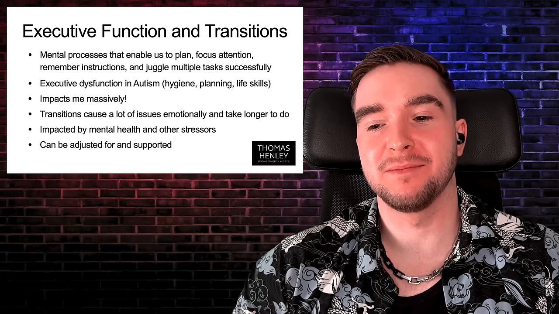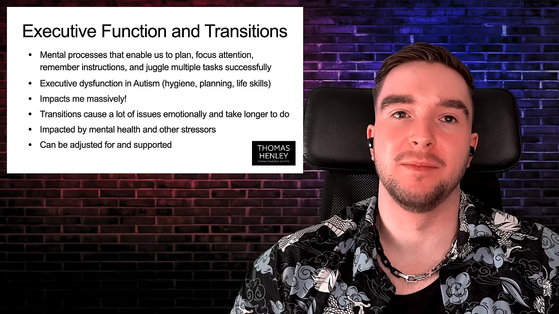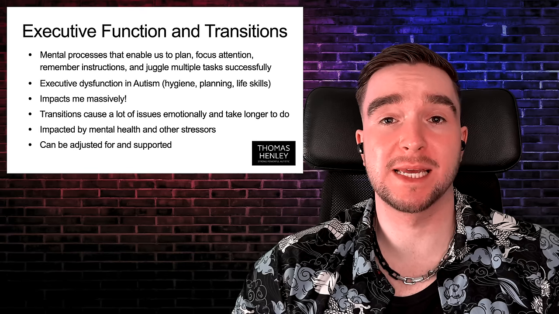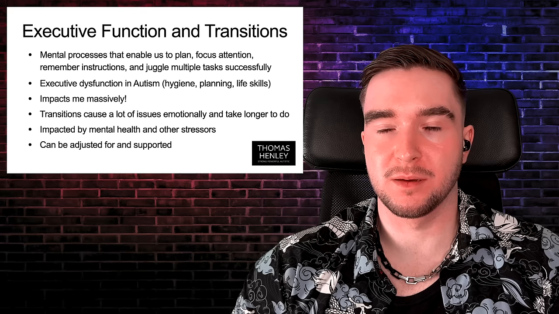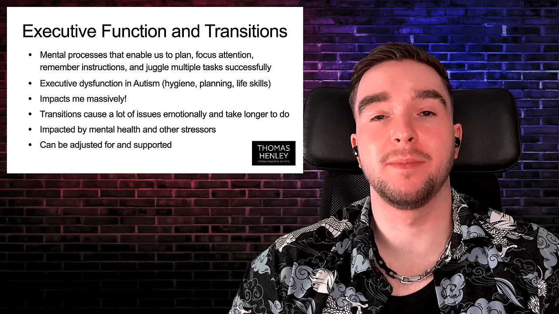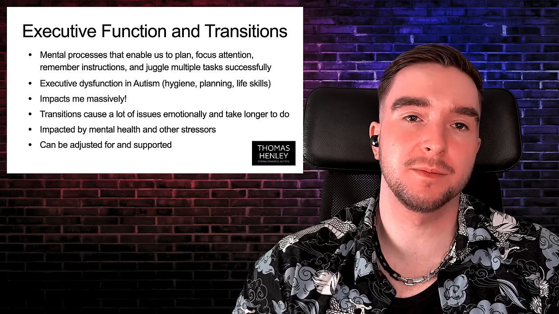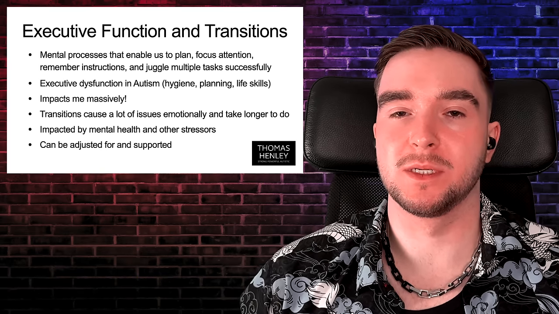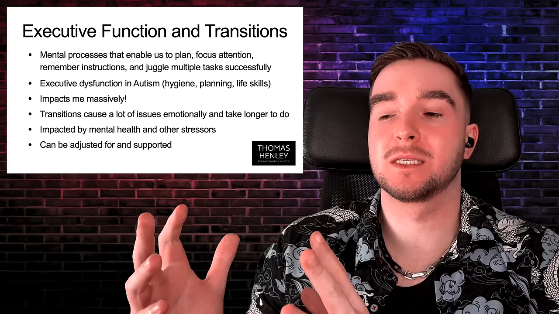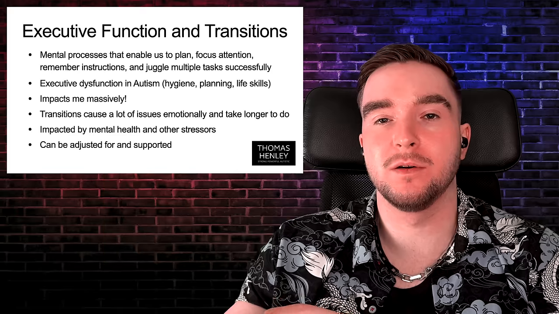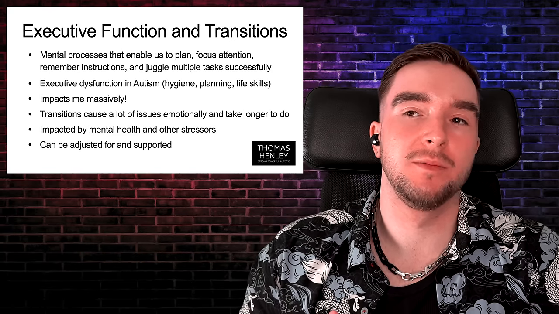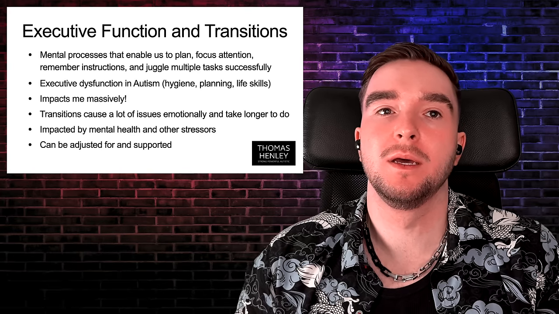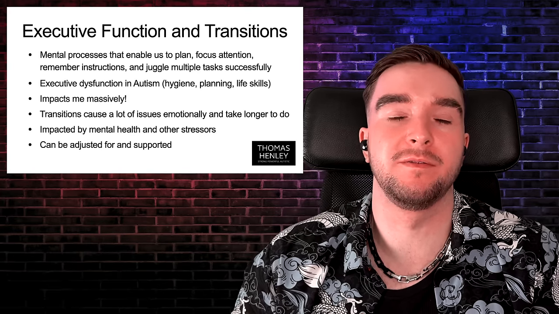Executive function in autism can manifest in a lot of different ways. It can be things related to hygiene, to planning, to life skills, to multitasking at work. There's a lot of aspects that make life a little bit harder, and a lot of them tend to be around executive functioning. It tends to be a lot more of an issue when there are lots of small tasks, as I was saying before. If there are a few big tasks that we can kind of tackle at once and then move on to the other one, it tends to be a lot easier for us. But if there's lots and lots of different subtasks that we have to do and we have to hop between each of them, it can definitely become very, very difficult for us.